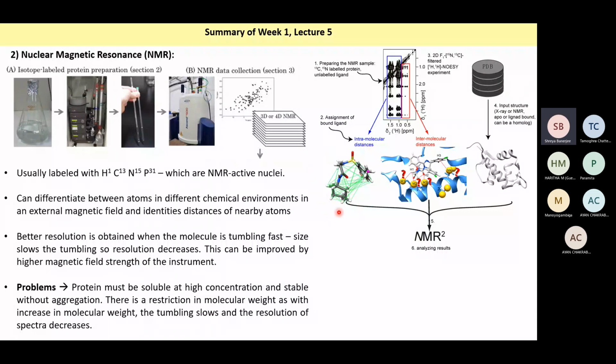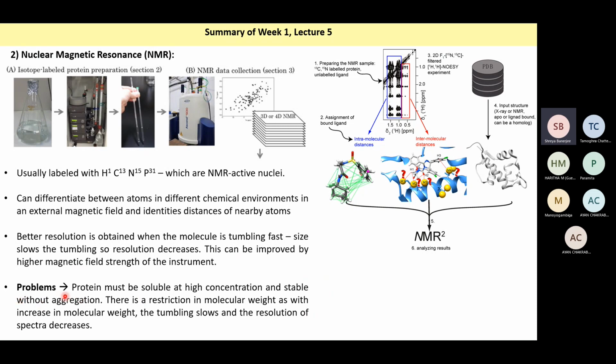But NMR has many problems. When a molecule is tumbling, that is, rotating and moving very fast, the resolution of the NMR is very good. But when the size of the molecule is large, like most proteins, the molecular size is very large, so the protein moves very slowly. So the resolution decreases. This resolution can be improved a little bit by using a higher magnetic strength in the instrument. But even then, there is a restriction on the molecular weight.